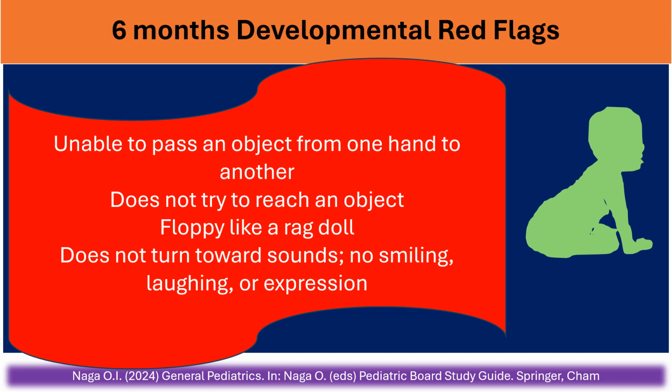6 months developmental red flags: if unable to pass an object from one hand to another, doesn't try to reach an object, floppy like a rag doll, doesn't turn toward sounds, no smiling, no laughing, no expression.